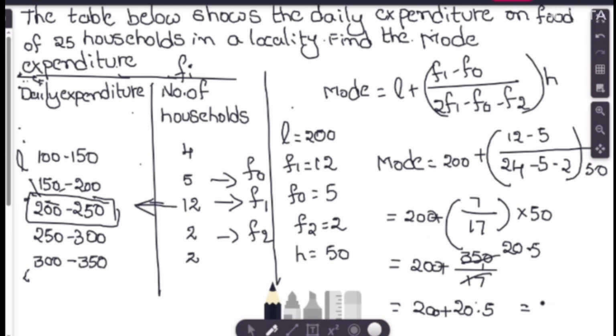220.5 is the mode of the data, approximately 220.5. Understood? This is the way you have to find the mode of the data. Here L value is 200, and by simplification you will get approximately this. You can write one more decimal place also. Okay. Next one, median.